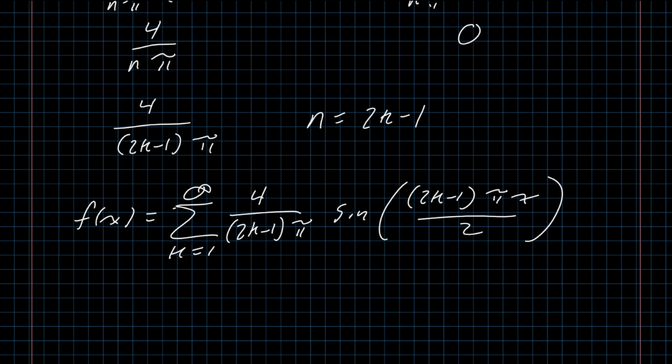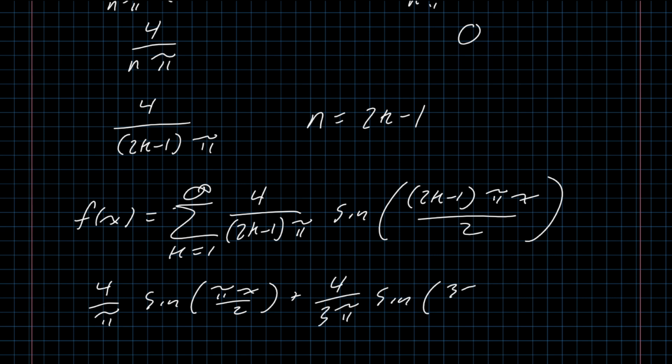If you don't want to deal with the summation, you can just plug in those first couple of numbers and figure it out. So you have, right, k equals 1, you'll have 4 over pi times the sine of pi x over 2. Plug in k equals 2, you'll have 4 over 3 pi times the sine of 3 pi x over 2. 4 over 5 pi times the sine of 5 pi x over 2, and I'm running out of screen over here, so I'll stop at that.